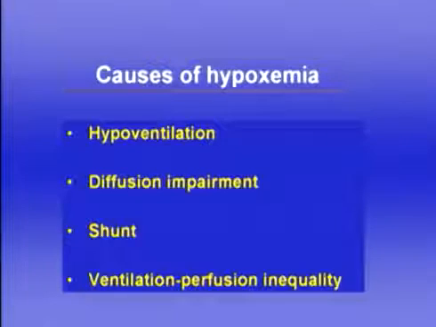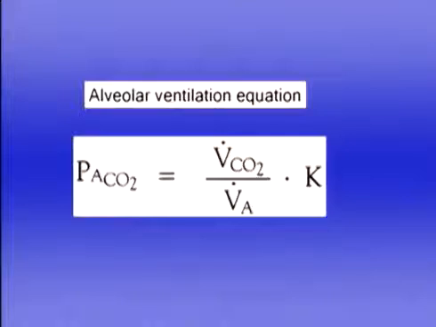Now let's look at abnormal PO2 values, and let's look at the 4 causes of hypoxemia. And those are hypoventilation, diffusion impairment, shunt, and ventilation perfusion inequality. And let's first look at hypoventilation briefly. Now, as I'm sure you remember, there is an important equation that tells us about the PCO2 in hypoventilation, and we can use that and another equation to calculate what happens to the alveolar PO2. And the equation is shown here.